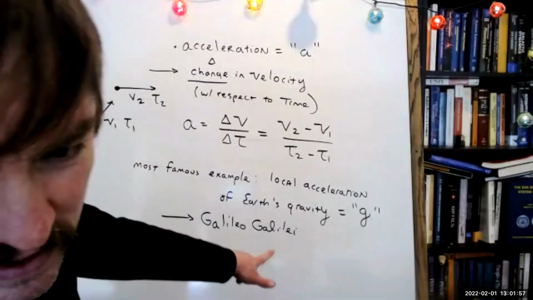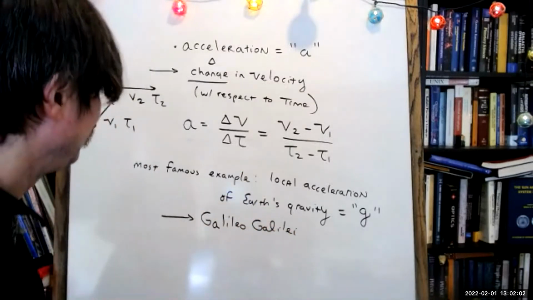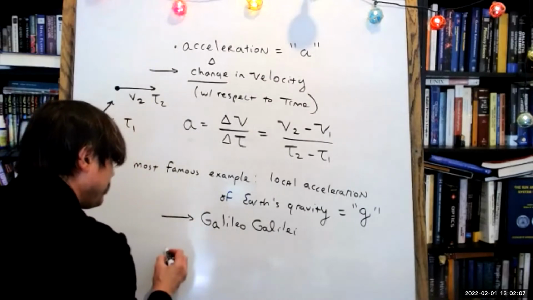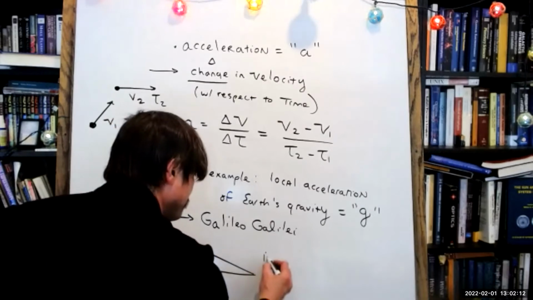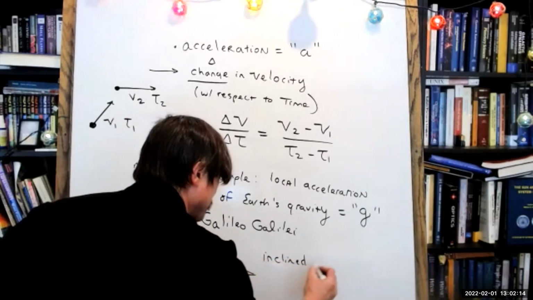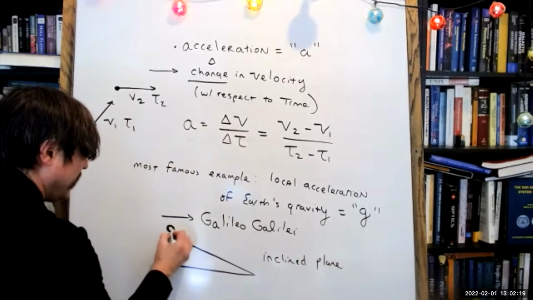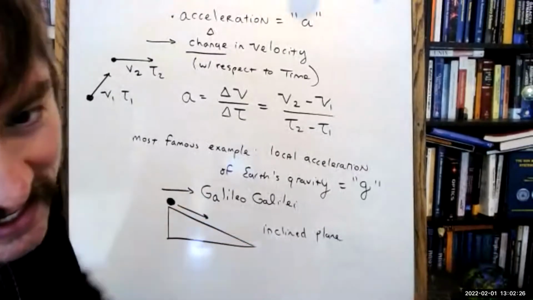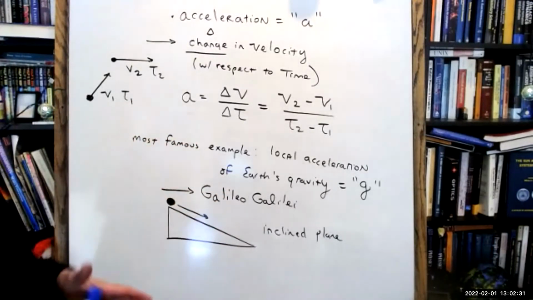I hope I spelled his last name right. Galileo Galilei. Okay. He discovered the local acceleration by famously designing something called an inclined plane. And he rolled a bunch of spheres of different densities, made of wood and metal and other things, down the inclined plane to study how objects fell in a gravitational field.